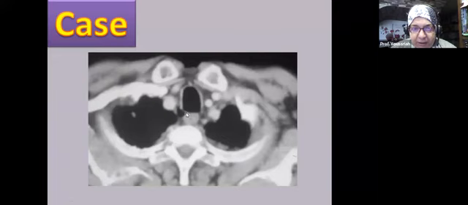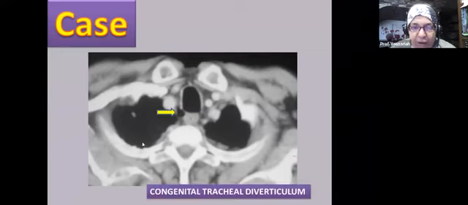Another case, again, this lucency at the inlet or the outlet of the thorax, whatever you call it. This is a congenital tracheal diverticulum. Why congenital? Because a diverticulum that is posterolateral to the right side of the trachea at the thoracic inlet is a congenital diverticulum. It might be small, it might be large, but this is how it looks.